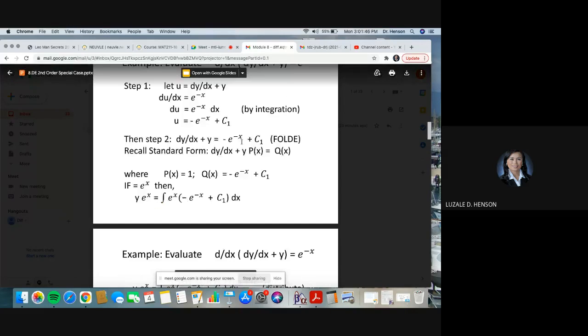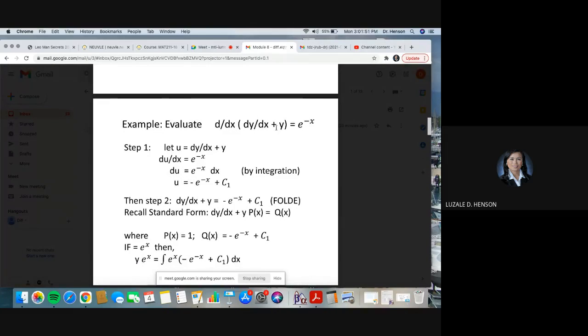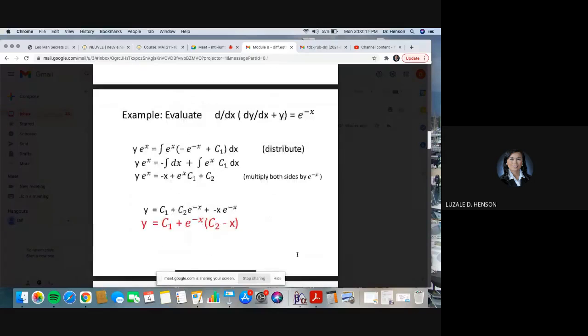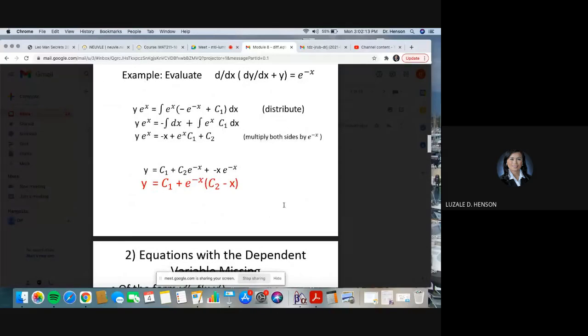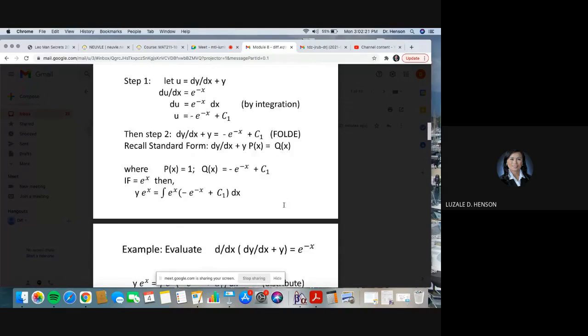Just remember the steps: you let u be equal to what's inside the grouping, and then equate this after integrating with the result of the integration. So this will be equated to this one because they're both equal to u. After that, it will result to a first order differential equation, and you follow the procedure for that. So that's how the process actually reduces your second order differential equation into first order.